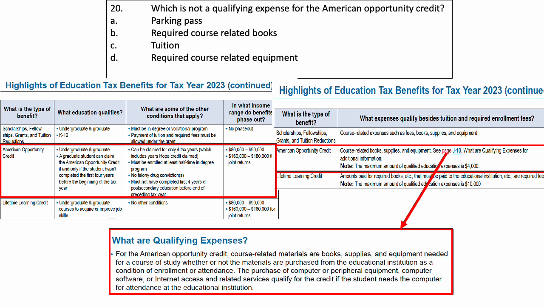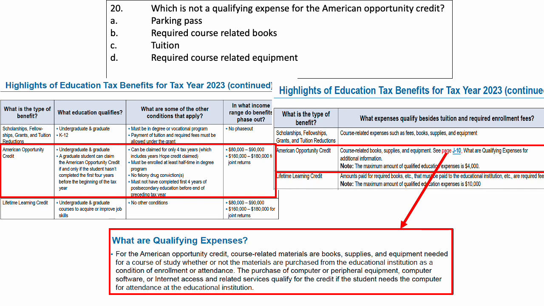And then there's a link. It says see page J10. So I saved you the trouble. I went to page J10, and it says what are qualifying expenses. It basically repeats it. It says course-related materials, books, supplies, equipment needed, course to study, and so forth and so on. Has some good information about computers and peripheral equipment in the bottom of that section.